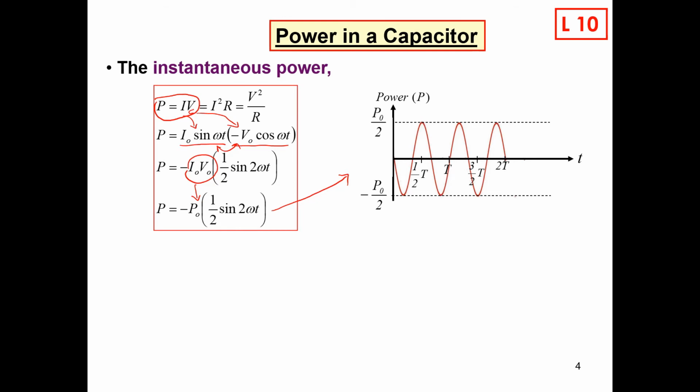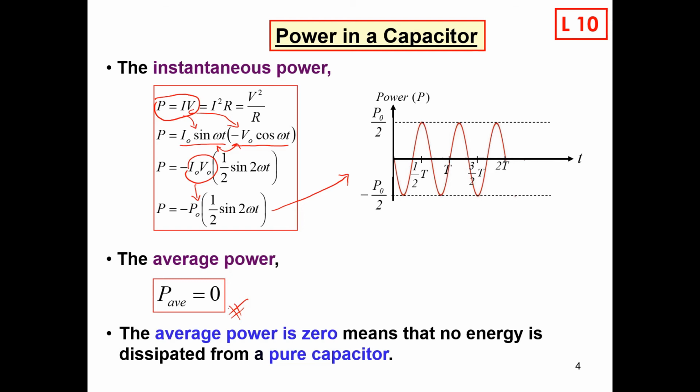Next, the average power. Average power in a capacitor is equal to 0. Why? Because no energy is dissipated from a capacitor, and energy is only dissipated by the resistor.